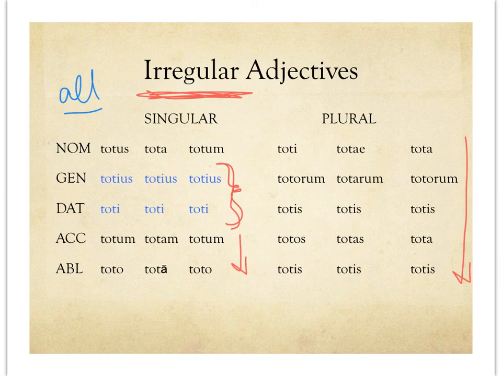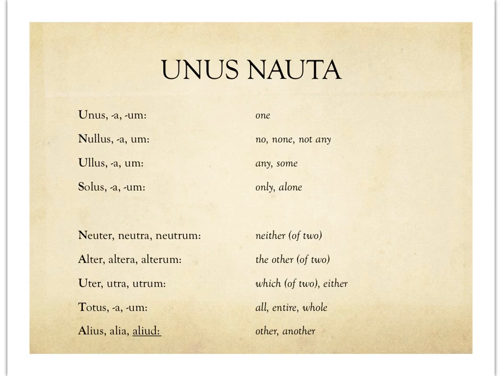And that, my friends, is a mnemonic device. Our mnemonic is this phrase, unus nauta, one sailor. And there are only, as you can see, 9 adjectives that follow this model. And if we remember unus nauta, one sailor, we can figure them all out.